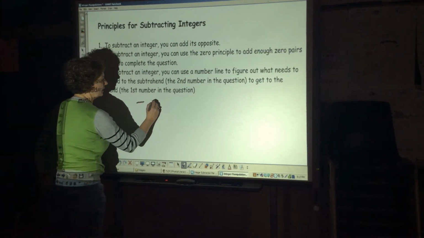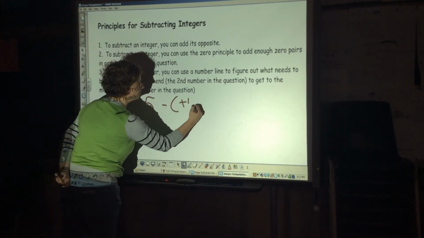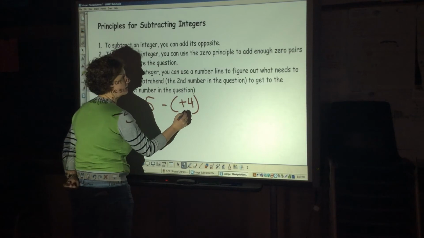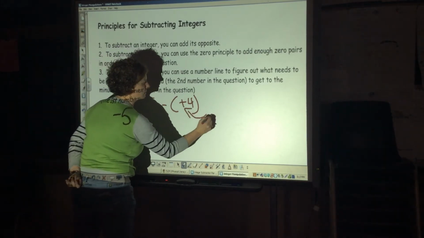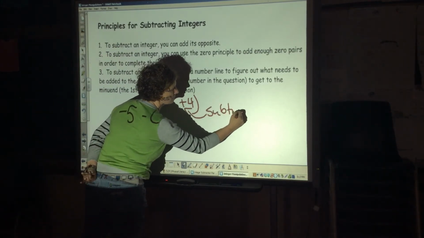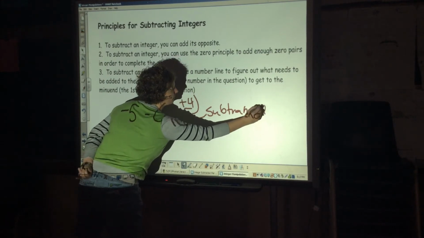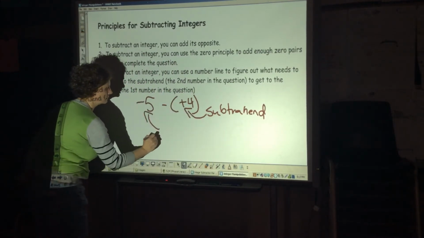So if I have negative 5, take away positive 4, this here is the subtrahend, and this here is the minuend.